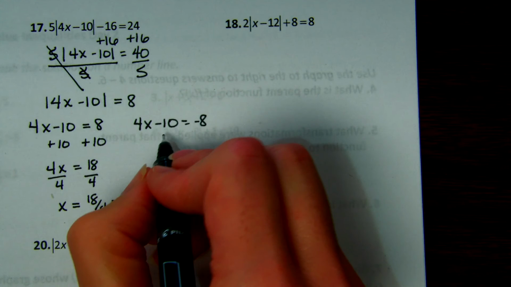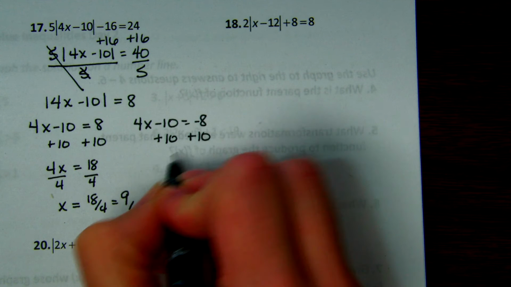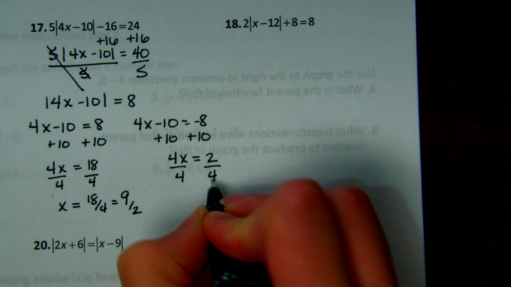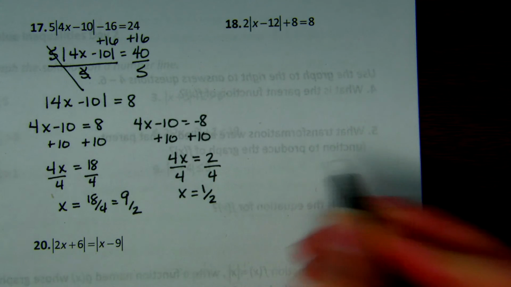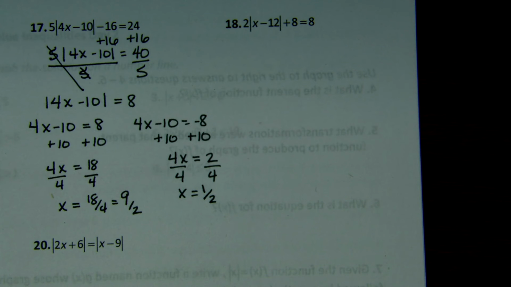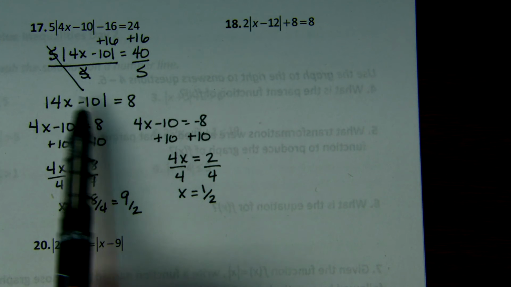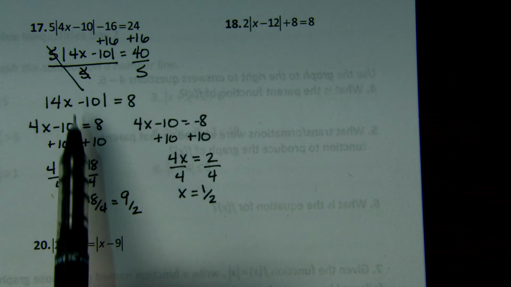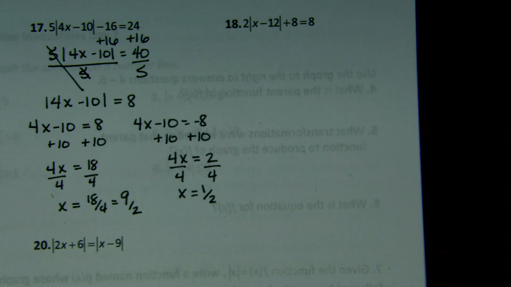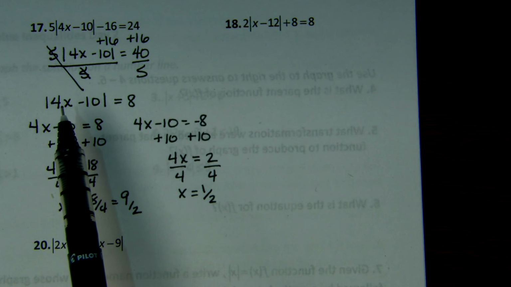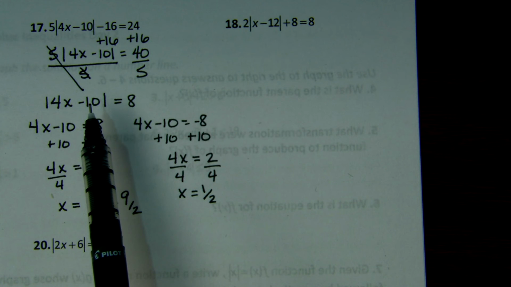And then over here, again, add 10, and you get 4x is equal to 2, divide by 4, and you get x is equal to 1/2. 2/4 is 1/2. Again, don't freak out that they're fractions, it's totally fine. You want to do a mental check on these and make sure that they work for the equation. You can come back to this equation right here if you want to. 9 halves times 4 is 18, minus 10 is 8. And then 1/2 times 4 is 2, minus 10 is negative 8. If we take the absolute value, that's 8.